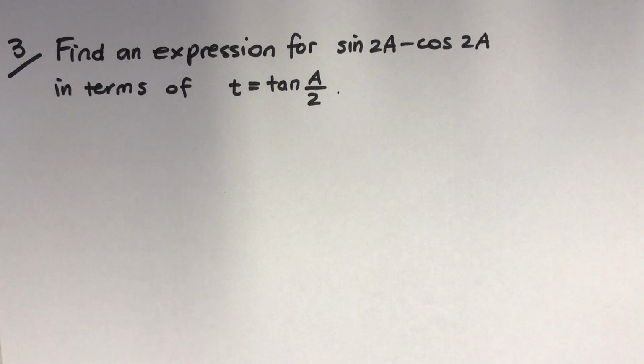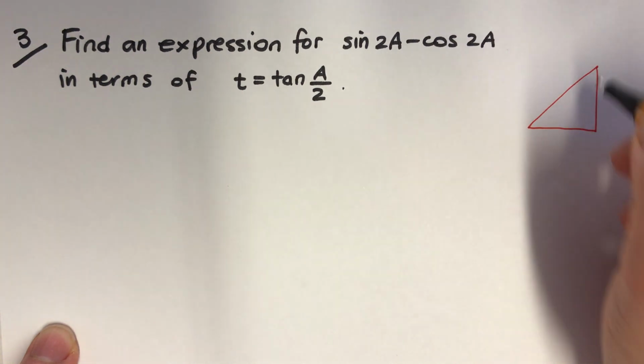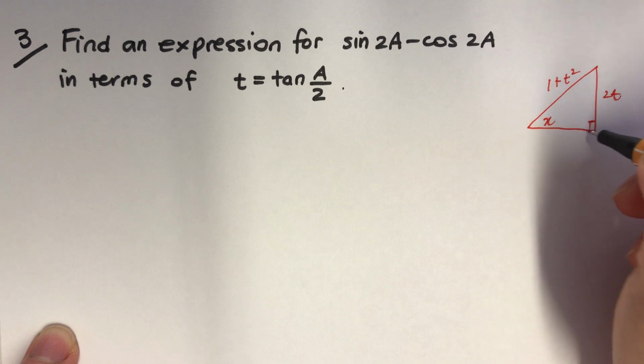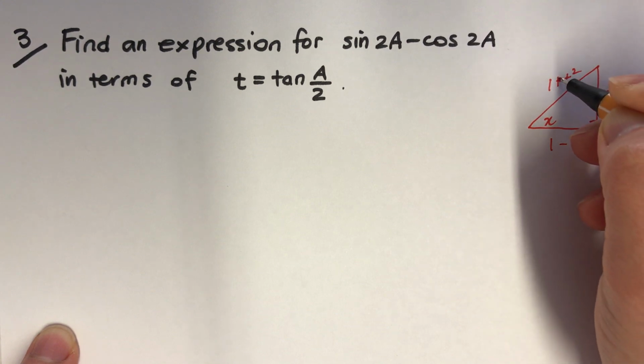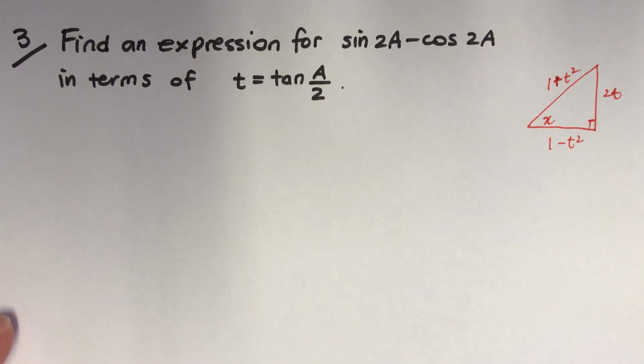Now that's similar to the previous one, but again I'm just going to draw that triangle: 2t, 1 minus t squared, that's correct. Okay, so now I'm ready to find the expression.